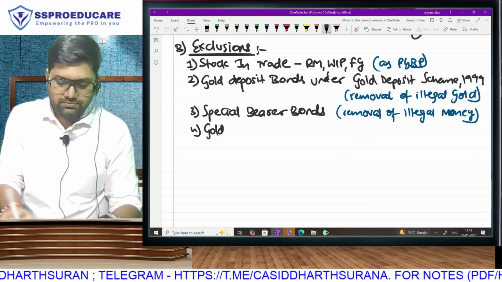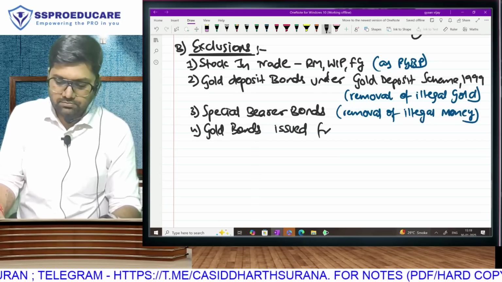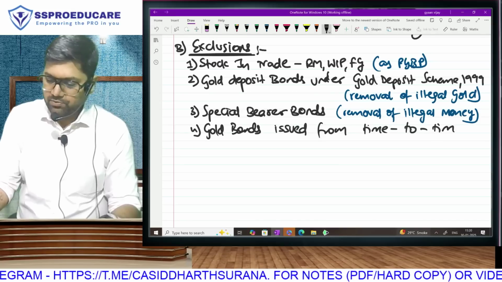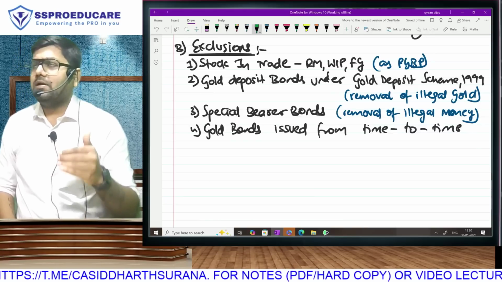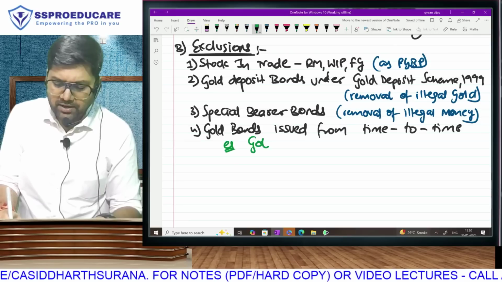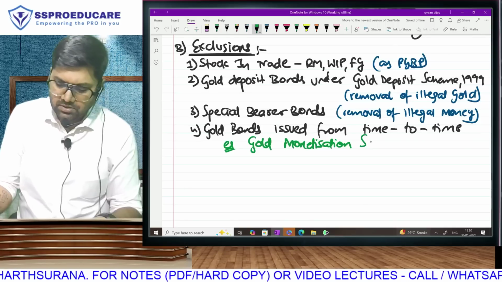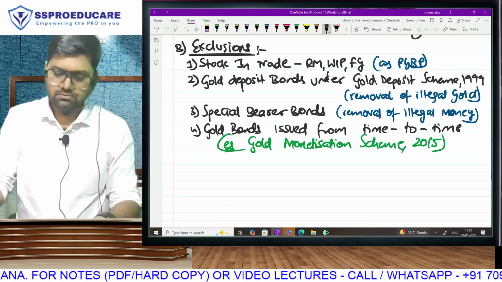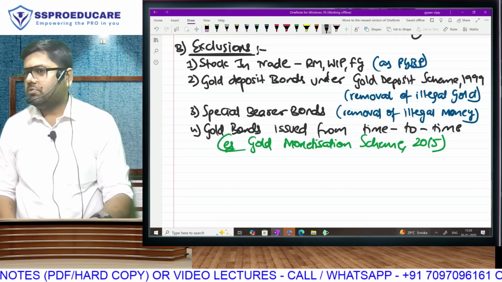Gold bonds issued from time to time. Why I say time to time is, this has happened multiple times. It happened in 1977. It happened in 1991. The last time it happened was when our government brought something called a gold monetization scheme in the year 2015. This was the latest. Gold monetization scheme 2015.